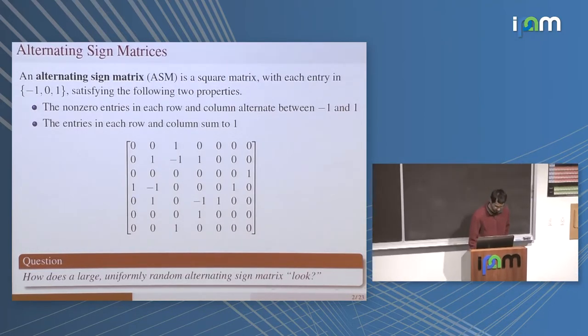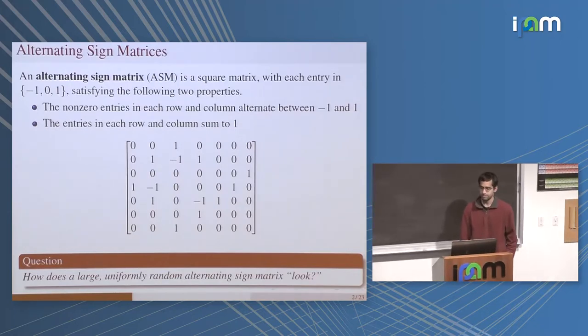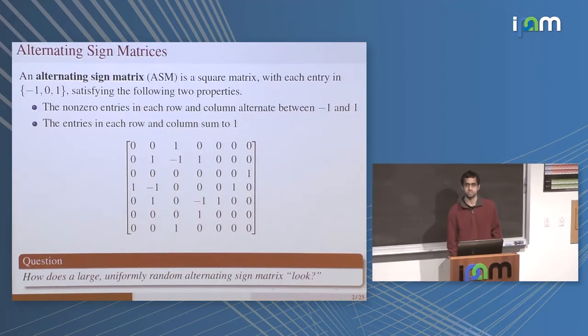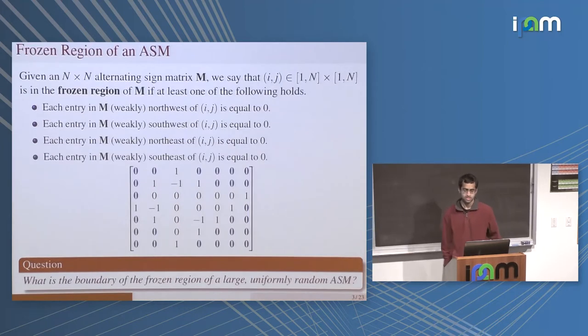And the basic question we'll be interested in understanding is, if I pick one of these alternating sign matrices uniformly at random, how does it look? Now, you need to make sense of the word look. So I'll be talking about the frozen region of the so-called Arctic boundary for these alternating sign matrices.